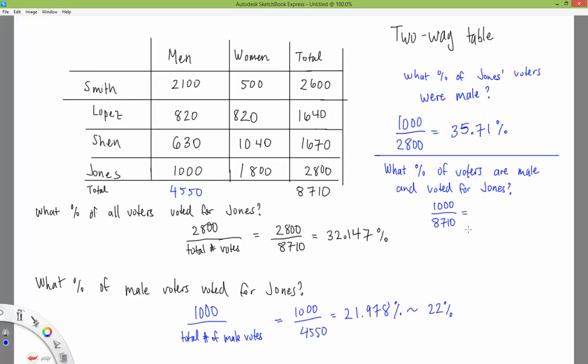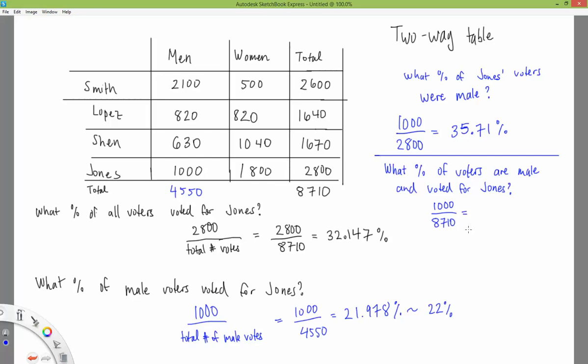We're asking, of all the male voters, how many voted for Jones? And the answer to that is 1,000 over 4,550. Okay, so about 22%. Over here we're asking what percentage of Jones's voters, so we have a total of 2,800 voters who voted for Jones, and of those 1,000 are male, so we have 1,000 over 2,800.